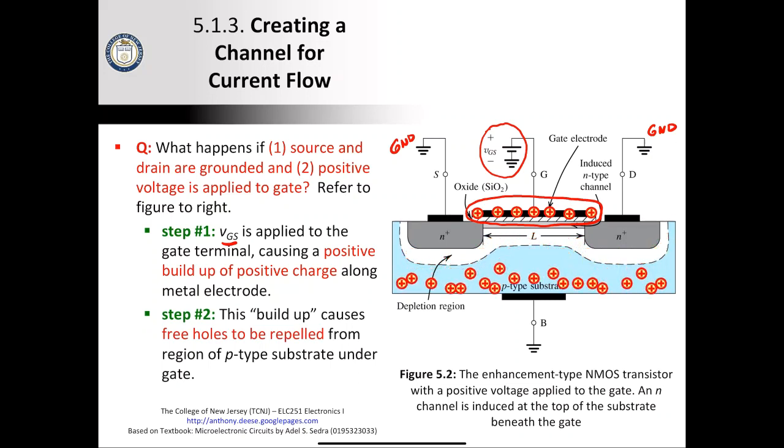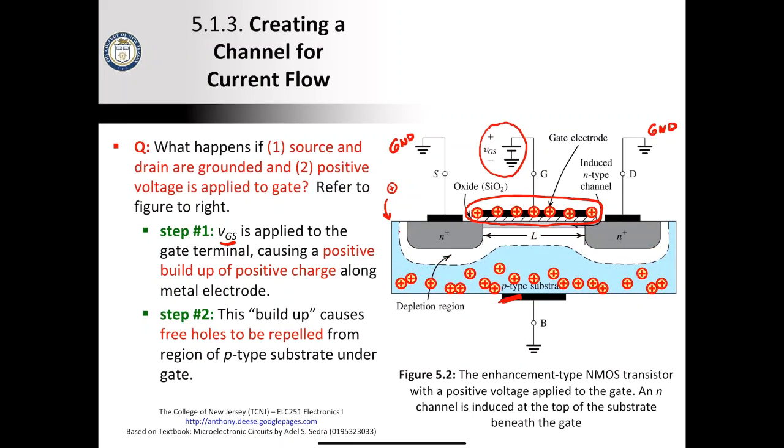Now, this buildup causes the free holes, again, this is a p-type substrate right here. So inside of the p-type substrate, there's going to be a lot of holes. And this causes those holes to be repelled from this region directly underneath, well, the area that's shown in the white. So again, I'll show this one more time. You can see, again, the repelling of the holes that originally were in this area. Right? They get pushed down further because the positive charges right here repel the charges of the similar sign.